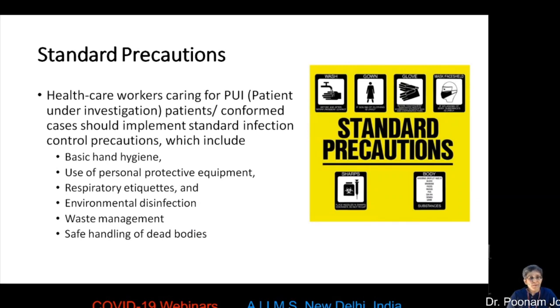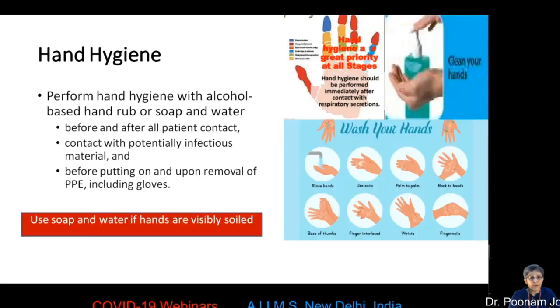Let's see what the standard precautions are. We all are familiar with the standard precautions. These are the set of interventions carried out by healthcare professionals while taking care of infected patients. Healthcare workers caring for patients under investigation or confirmed cases should implement standard infection control precautions, which include observing basic hygiene, use of personal protective equipment, respiratory etiquette, maintaining environmental cleaning and disinfection, biomedical waste management, and finally, safe handling of dead bodies. So let us see one by one.